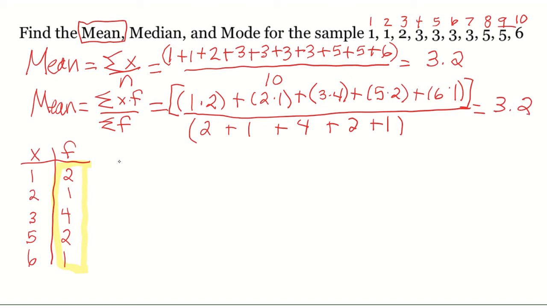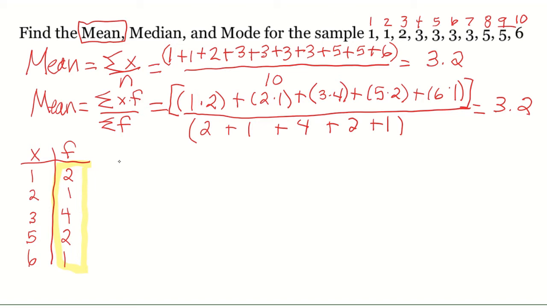Okay, so these are two different ways that you can solve for the mean, which is your center value or average. If you have just a small number of data, then it's not a big deal just to add them up individually. But if you have a large sample, then you're going to want to use a frequency table.